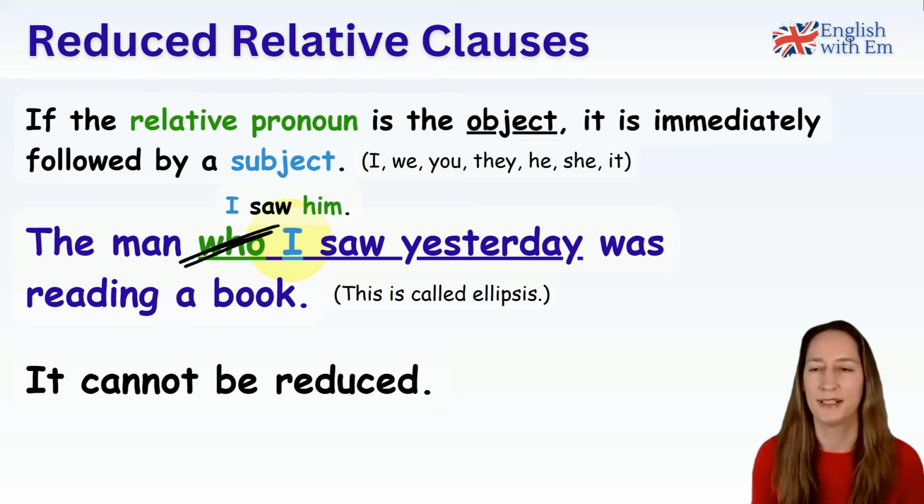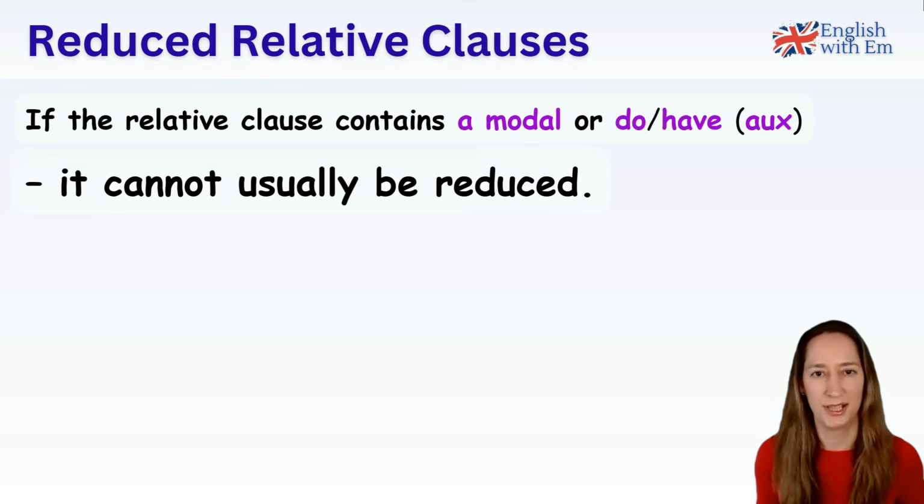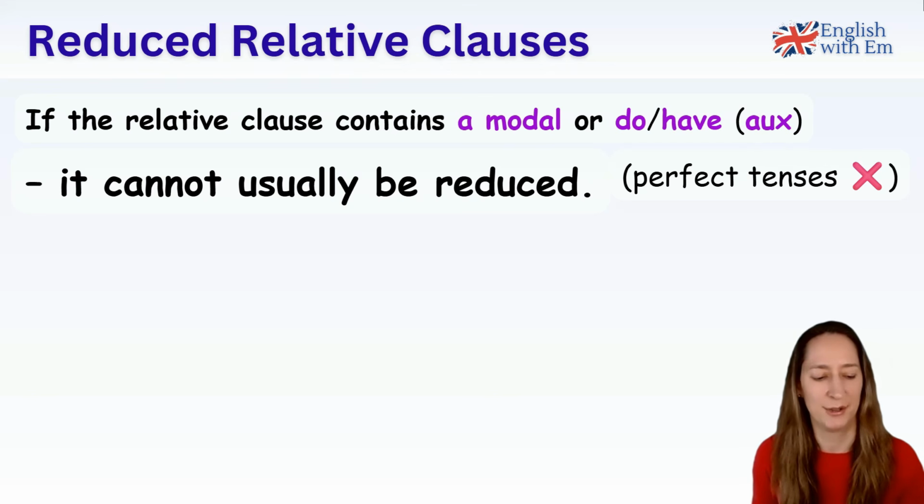Another really important point to note is that if the relative clause contains a modal verb or do or have as auxiliary verbs, it cannot usually be reduced. There are exceptions, but for the most part, it doesn't work. So that rules out perfect tenses. There's a lot of incorrect information on the internet about this, but what they're generally doing is confusing a relative clause with a participle clause, and it can't be reduced without changing the meaning.